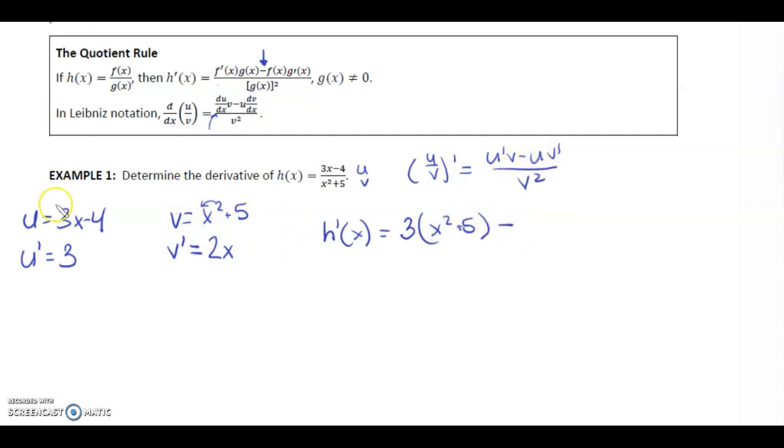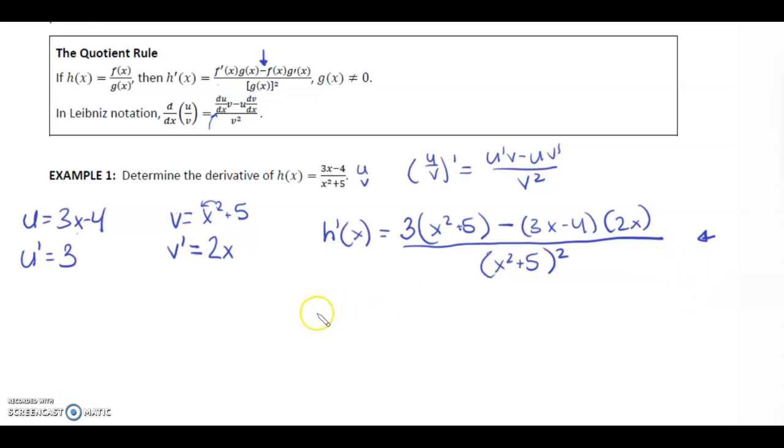Minus u, which is 3x minus 4, times v prime, which is 2x. This is all going to be over v squared. So our v is x squared plus 5, and we're going to square that. This right here is the derivative.